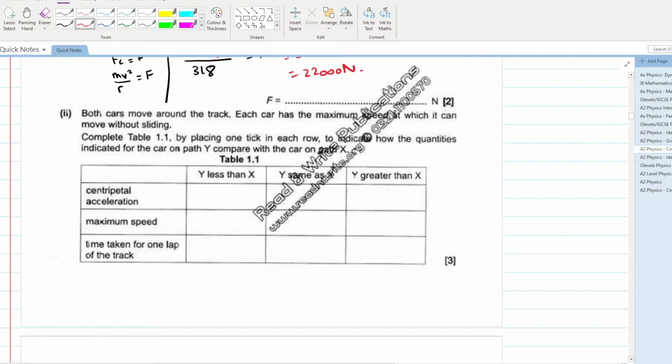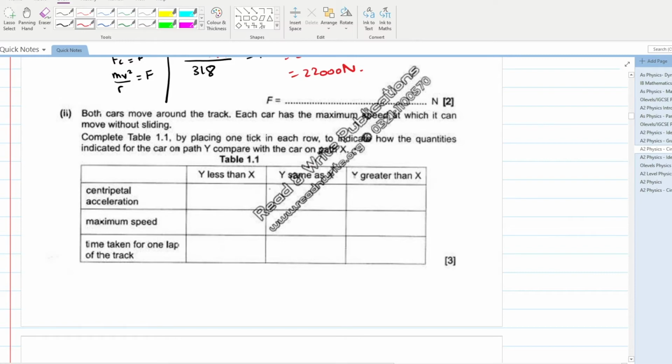Both cars move around the track. Each car has the maximum speed at which it can handle without sliding. Complete table 1.1 by placing one tick in each arrow to show how the quantities indicated for the car on path Y compare with the quantities indicated on path X.